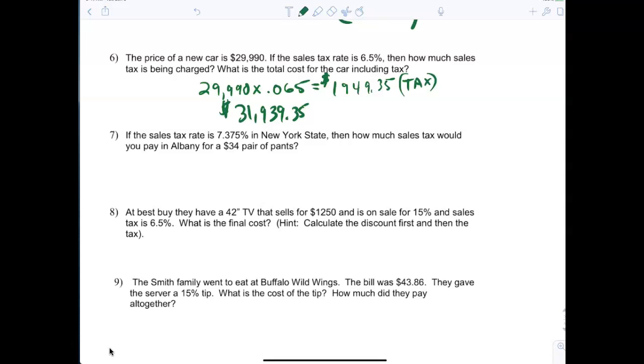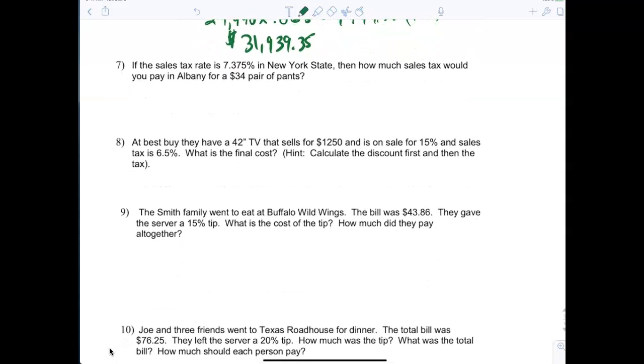All right, you get to read the next one. Go. Okay, so you would put 34, then in parentheses you put 0.07375. I'm very happy. Very nice work. Close the parentheses. And then multiply 34. Do that. Tell me. And it's $2.51.